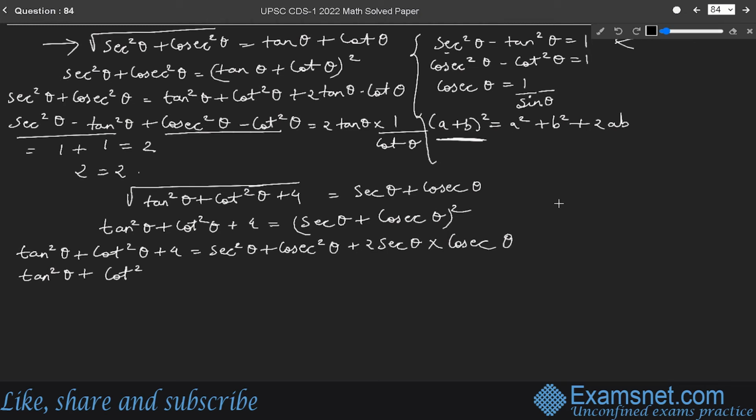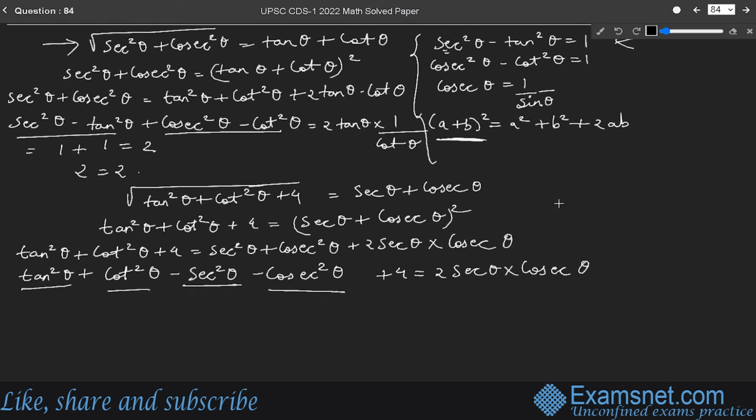Now on further solving, it will be equal to tan square theta plus cot square theta minus sec square theta minus cosec square theta plus 4 is equal to 2 sec theta into cosec theta. Therefore, we know that sec square theta minus tan square theta is 1. So tan square theta minus sec square theta will be minus 1. Similarly, cot square theta minus cosec square theta will also be minus 1. So it will be equal to minus 1 minus 1 plus 4 is equal to 2 sec theta into cosec theta.